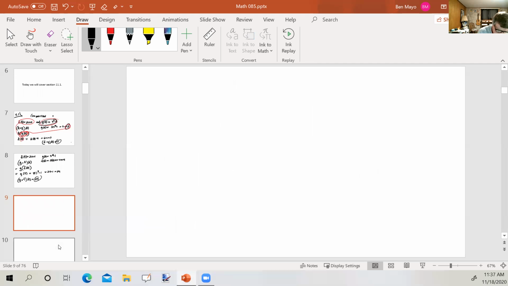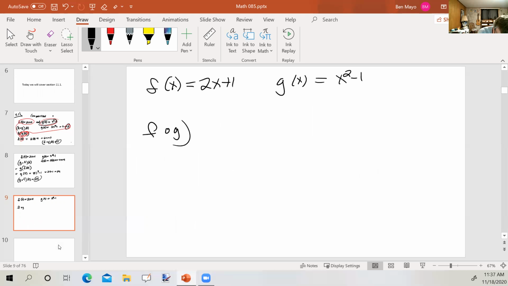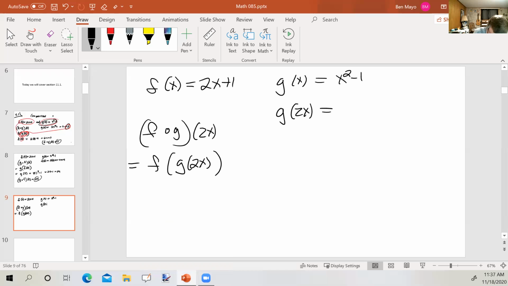Let's take, again, f of x equals 2x plus 1, and g of x equals x squared minus 1. We're going to find f composed with g of 2x. So this is equal to f of g of 2x. Now I need to find g of 2x, which means I substitute 2x for x in the g of x function.